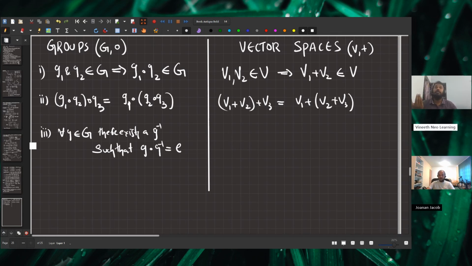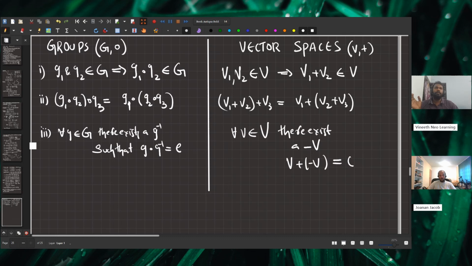This is also true for vectors, because every vector has an inverse vector. Just reverse the direction of that vector with the same magnitude. So that means that vector spaces have an inverse for every vector. For instance, for all V an element of V, there exists a negative V such that V plus that negative V is equal to the null vector.